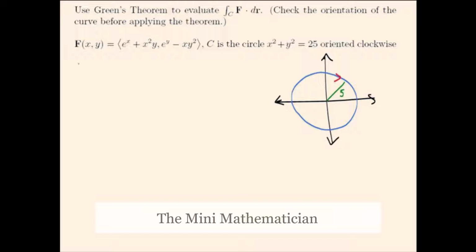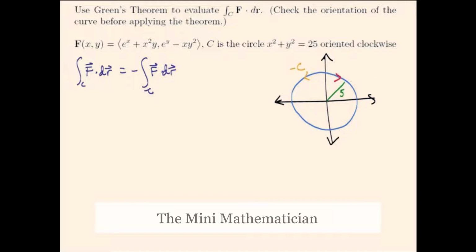So if I take the integral over C of F dot dr, where C is this clockwise orientation around this circle, well, then I can switch the orientation by negating that integral. I can take the negative of the integral over negative C of F dot dr, where negative C is the same curve, only with the opposite orientation. This will be a positive orientation traveling counterclockwise around that circle.